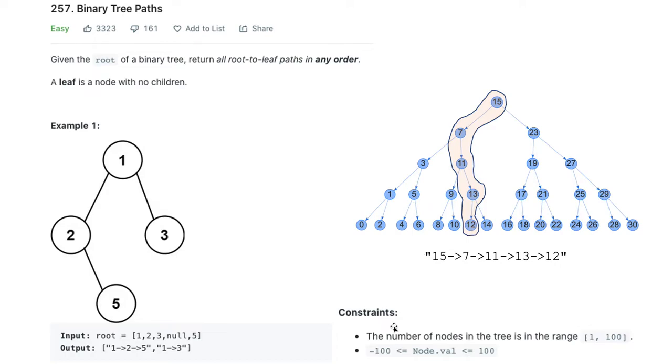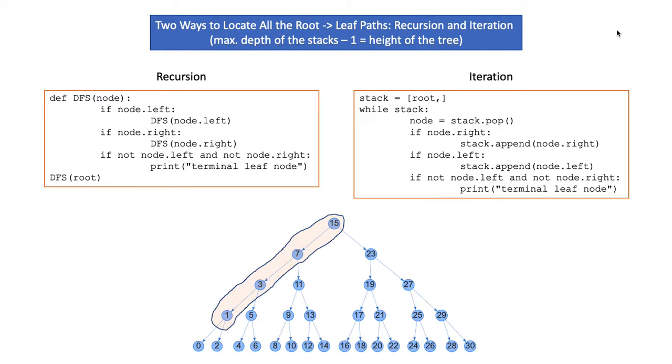And you also notice that the number of nodes in the tree is within the range of 1 and 100, which means the root node cannot be none. So how can we return all the root to leaf paths? In general, there are two solutions to this question, known as recursion and iteration. They are considered to be equivalent to each other. So now let's look at the code implementation in more detail.